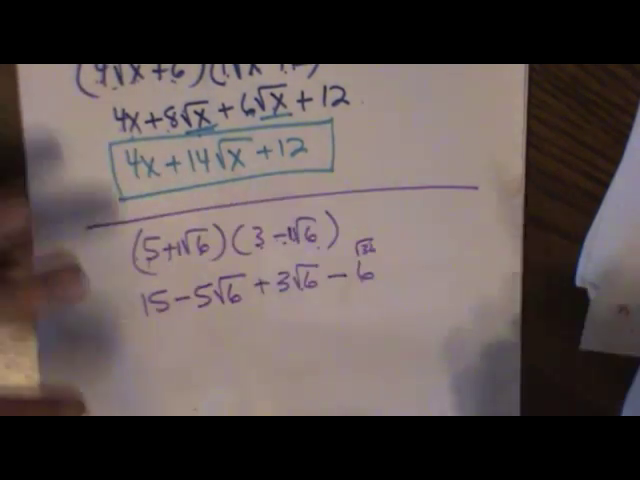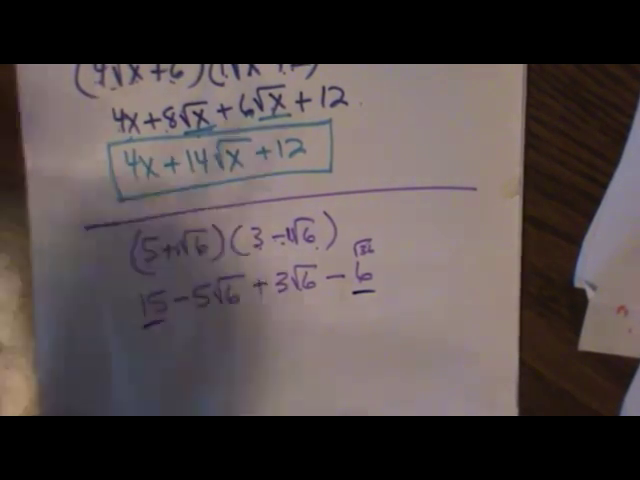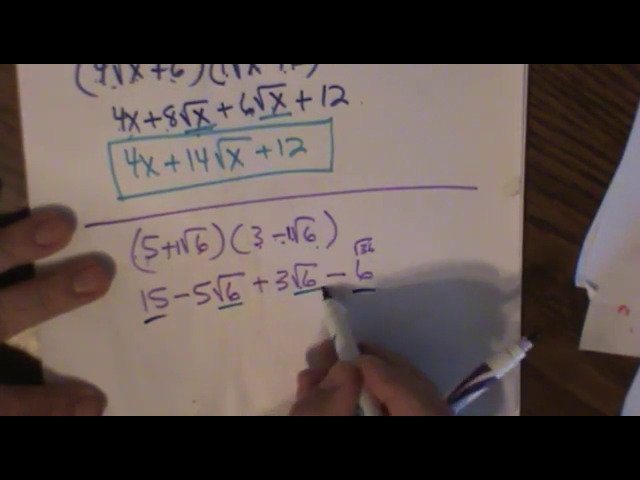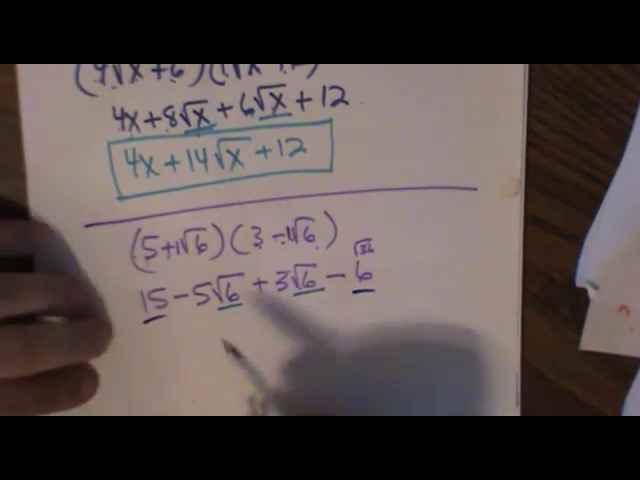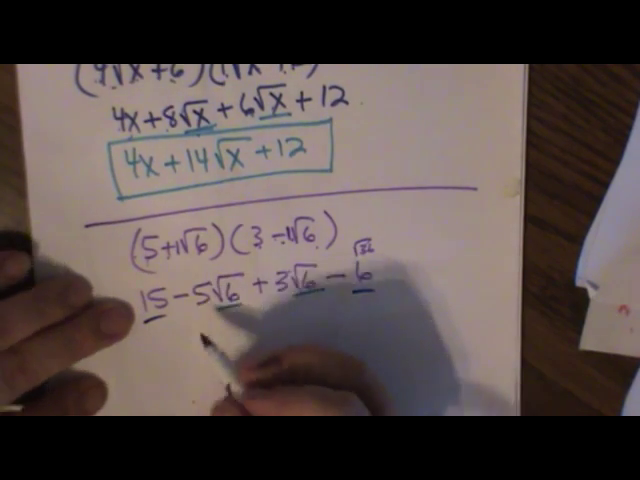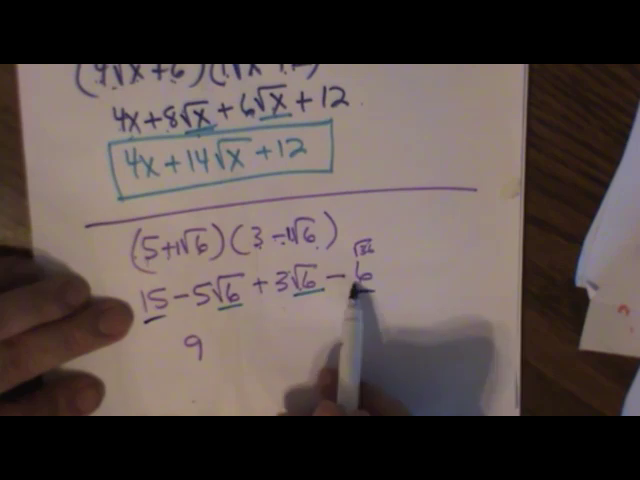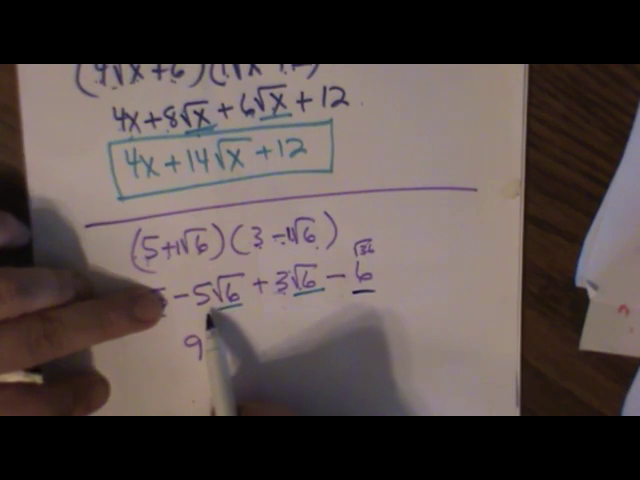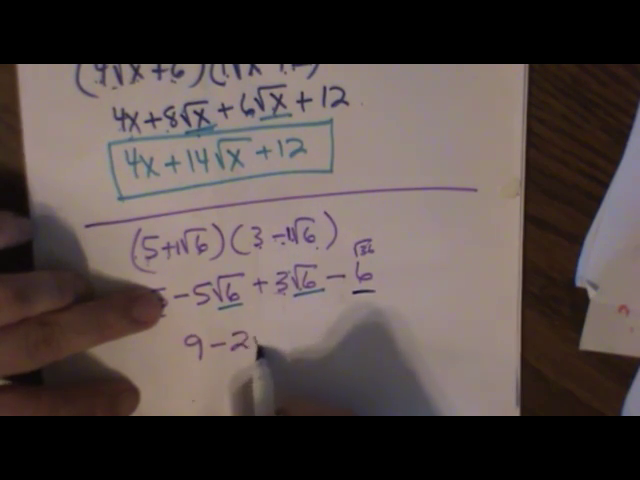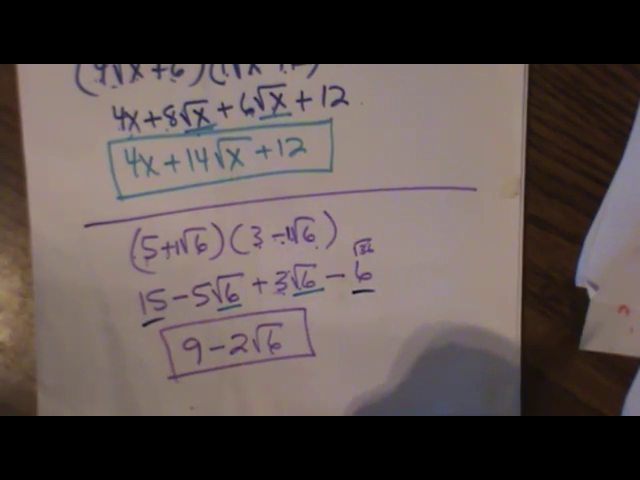So, looking at our like terms, we have a like term here and here. Since the inside of our radical is 6 on both of these with the same root, those are like terms. So we have, what would that be, 9? 15 minus 6 is 9, and then we have negative 5 plus 3, because remember you just add what's out in front, the coefficients. We get a negative 2 square root of 6. And that's it, that's all.